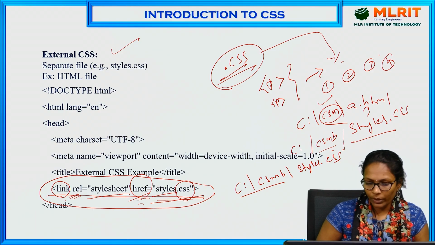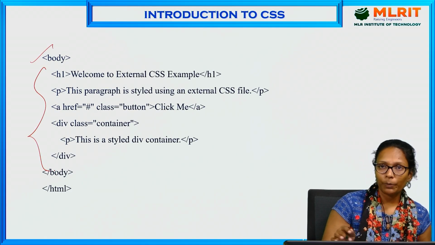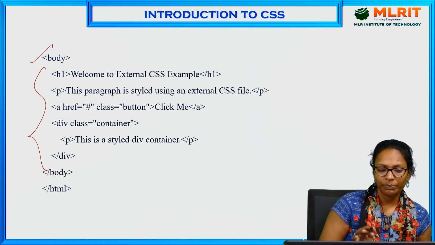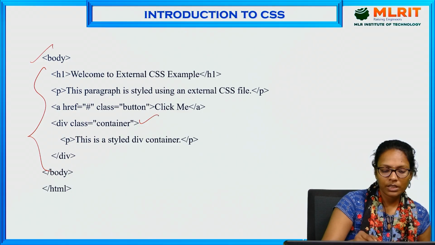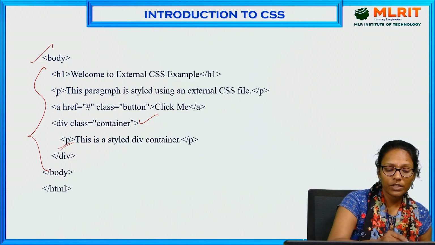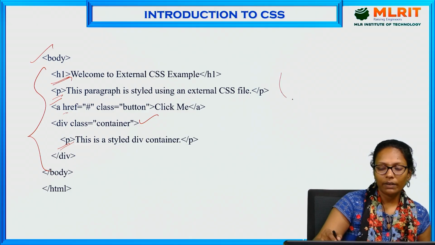And the remaining program is similar. So directly you can write the body tag and whatever tags you have in your program, you can mention directly. You can check the same program we are writing here, right? The same program with the division, the class name is container, and within the division we have a paragraph, and outside the division also we have one paragraph, an h1 tag and an anchor tag. So like this we have different tags here.